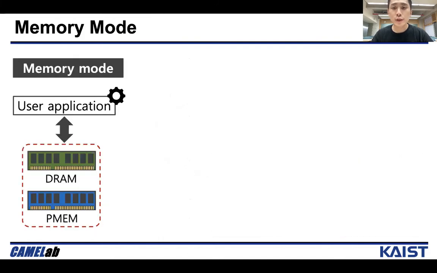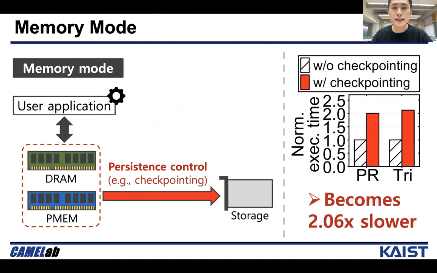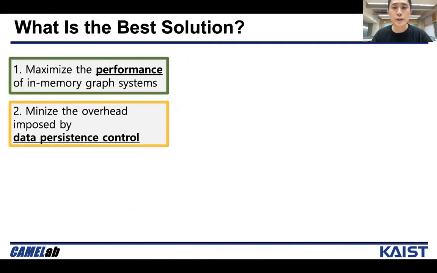When PMEM is configured with the memory mode, the local DRAM is utilized as a memory cache for PMEM. Therefore, it can provide DRAM-like performance, but does not guarantee data persistence. Thus, to make data persistent, we should flush it to the underlying storage, and the overhead is significant as shown here. We tried to figure out the best PMEM configuration for large-scale graph processing.